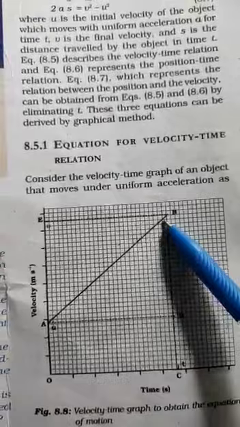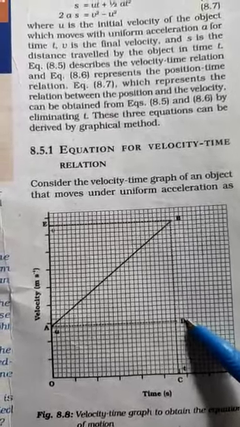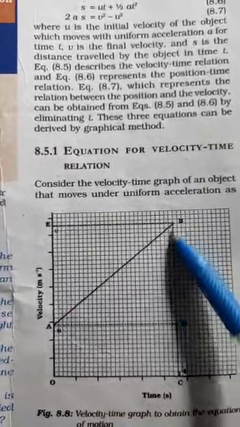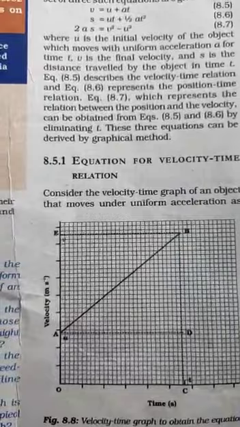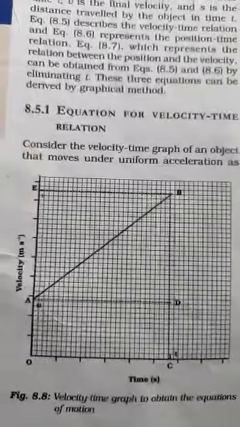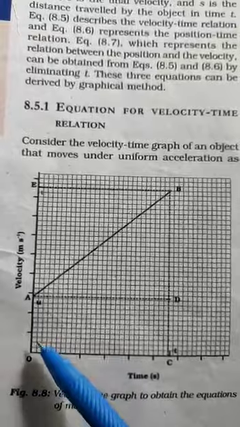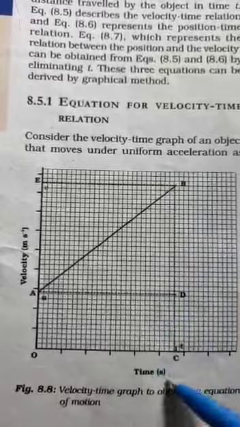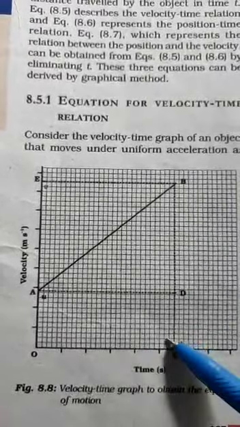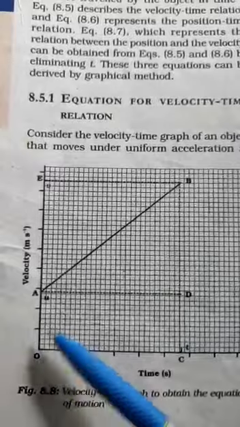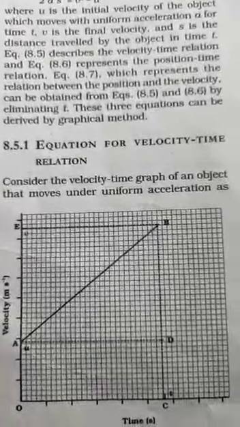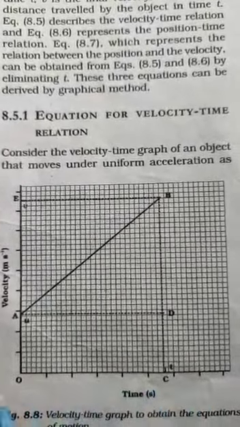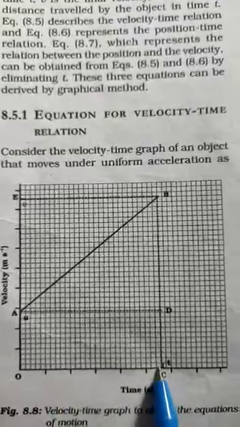The perpendicular lines are drawn from point B on the time and velocity axes respectively. In this graph, the initial velocity is defined by OA and the final velocity is defined by BC. BC is the final velocity and OA is the initial velocity. So in this graph, the time interval t is represented by OC.